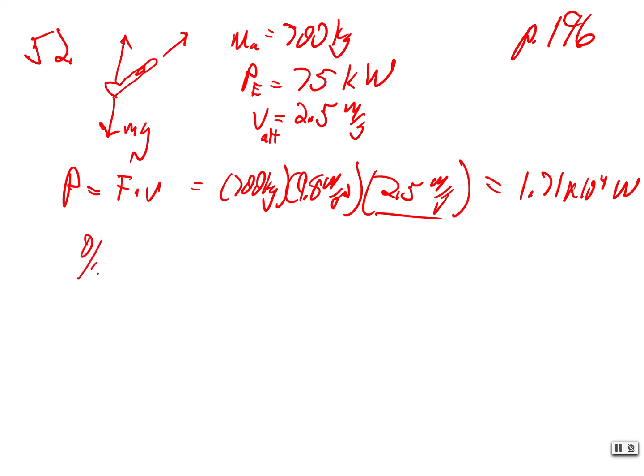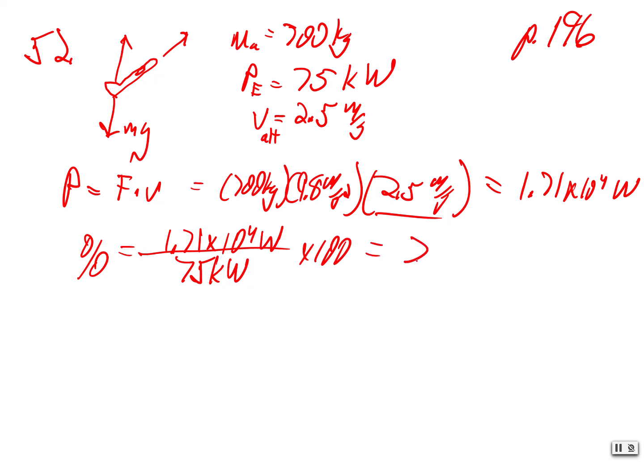Well, then that's a ratio, isn't it? So we're going to look at doing this right here: 1.7 times 10 to the 4th watts divided by 75,000 watts, or 75 kilowatts, okay? And this is times 100. And so we get what? 23%. Okay, so it's using 23% of the engine power, because that's what it's asking.